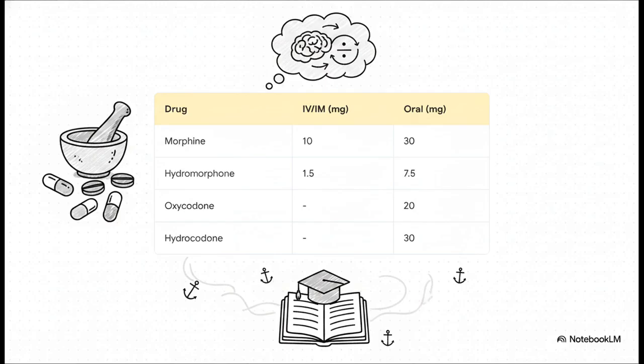First, we must review the core opioid equivalencies, looking at the IV to PO ratios. Morphine is 10 IV to 30 PO. Hydromorphone is 1.5 IV to 7.5 PO. Oxycodone is 20 PO, and hydrocodone is 30 PO. These exact numbers act as the foundational anchors for your cross-multiplication. Never, ever try to guess these ratios. You absolutely must have them committed to memory before test day.